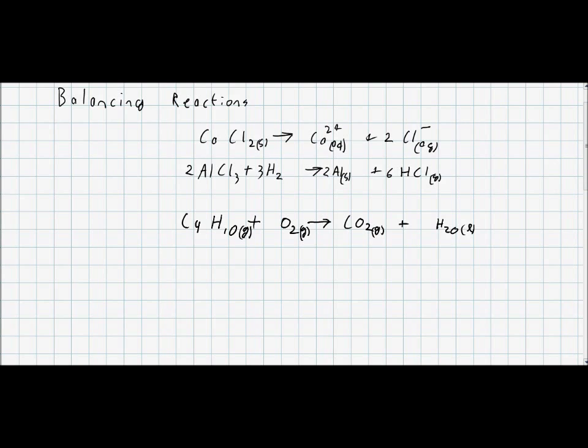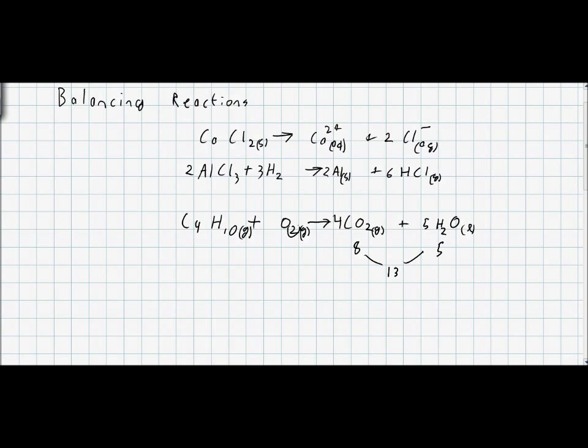So we have 4 carbons on this side, we have 1 carbon on this side, so we'll multiply it by 4. Now we have 10 hydrogens on this side, 2 on this side. So 2 times 5 equals 10. So we put the prefix 5. Now, I'm going to draw this O more clearly. We have 4 times 2, which is 8 oxygens, 5 times 1, so that's 5 oxygens. So that means we have a grand total of 13 oxygens on this side.